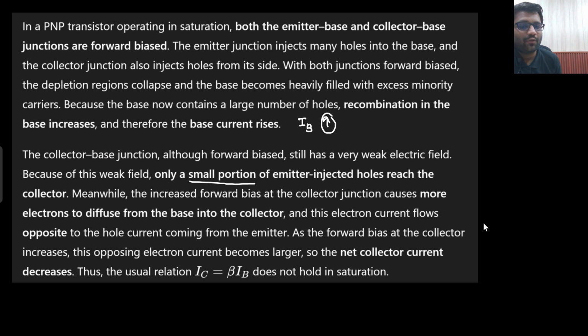Meanwhile, the increased forward bias at the collector causes more electrons to diffuse from base into collector, right? More electrons from the base will be diffusing inside the collector, and this electron current flows opposite to the hole current coming from the emitter.